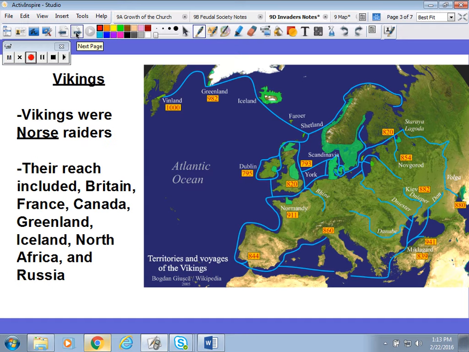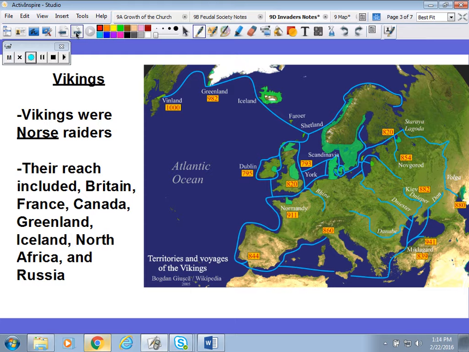All right, our next group, and one of our more fun ones, is the Vikings. Okay, Vikings are Norse raiders. They're primarily going to be from Scandinavia, so Norway, Sweden, a little bit northern Denmark. Their reach is going to include many places: Britain, France, Canada, Greenland, Iceland, Russia, North Africa. Okay, the Vikings load up in those long ships and they go all over the place.